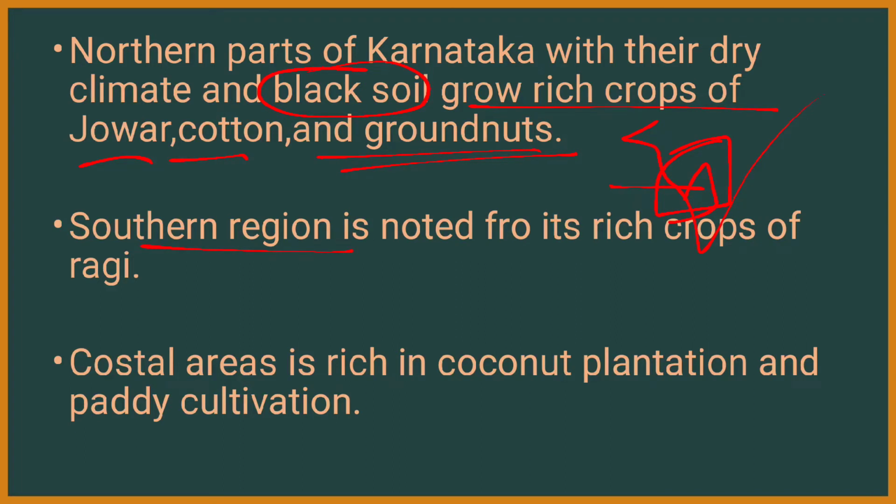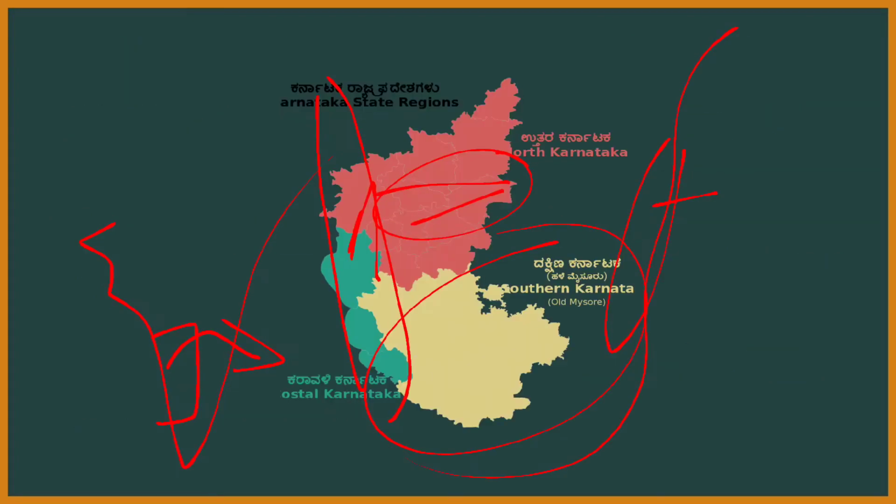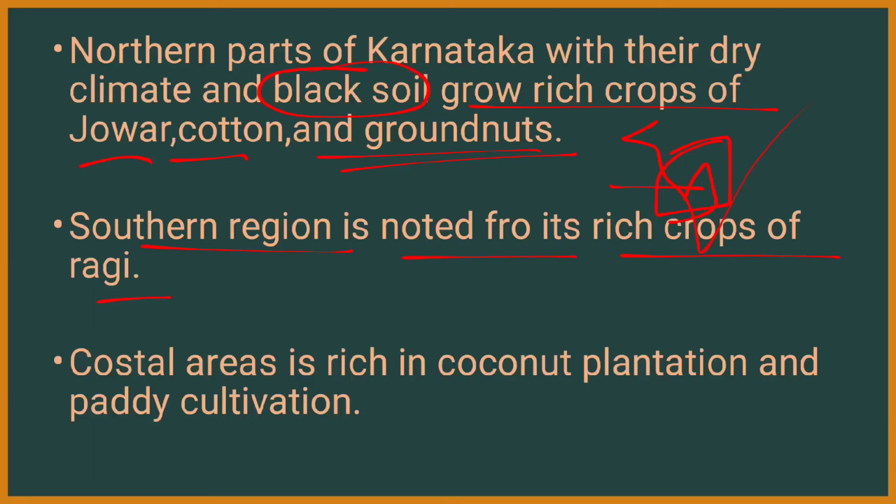Whereas the southern region is noted for its rich crops of ragi. Right. Southern region is noted for its rich crops of ragi. This region is for ragi, whereas the northern parts where there is a dry climate and black soil, they are rich in jowar, cotton and groundnuts. And whereas the coastal areas are rich in coconut plantation and paddy cultivation.